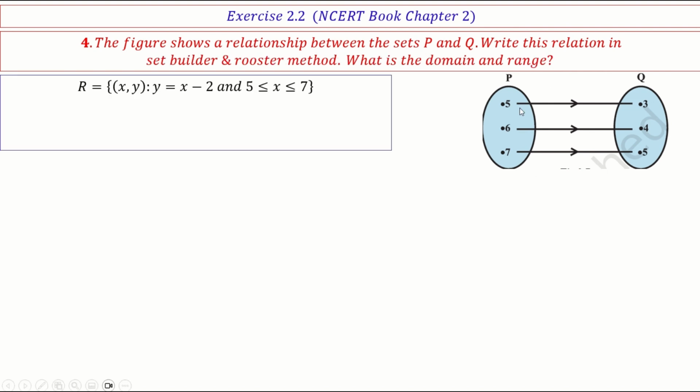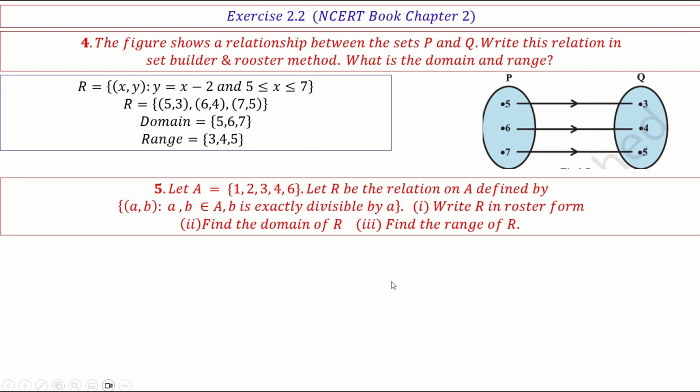This relation you have to represent in the set builder and roster method. So the set builder method is here: x comma y such that y is equal to x minus 2. 5 is related to 3, 6 to 4, 7 to 5. Correct, always 2 less than. The second element is 2 less than the first element. So y equals x minus 2, and the domain is 5 to 7. In the roster method, you directly represent as ordered pairs. Domain is 5, 6, 7. Range is 3, 4, 5. Next.